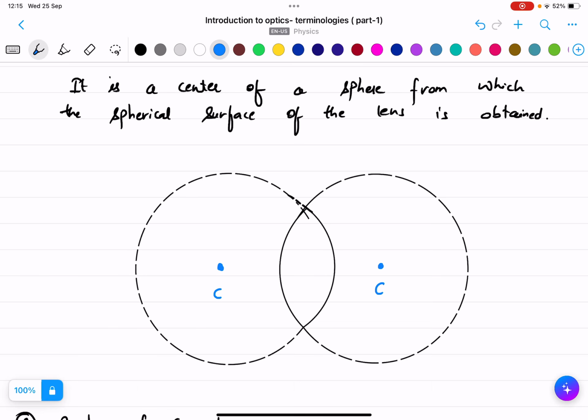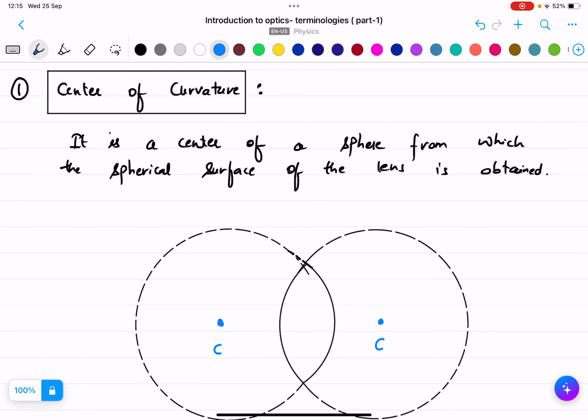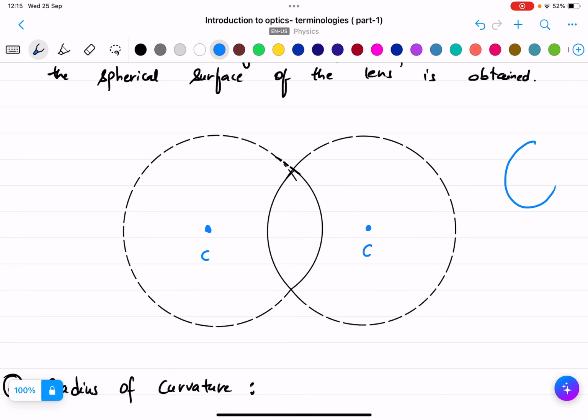Okay, you understand this? Center of curvature is the center of a sphere from which the spherical surface of the lens is obtained. That means there is a sphere, and there is some part from which the lens is obtained, but it is basically a part of a sphere. So this center is known as the center of curvature.